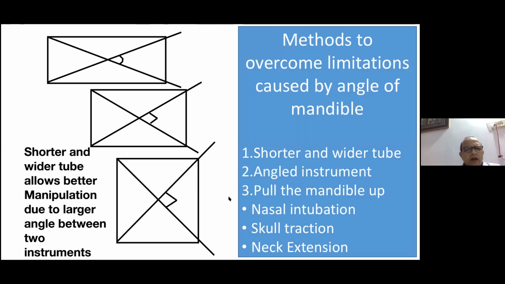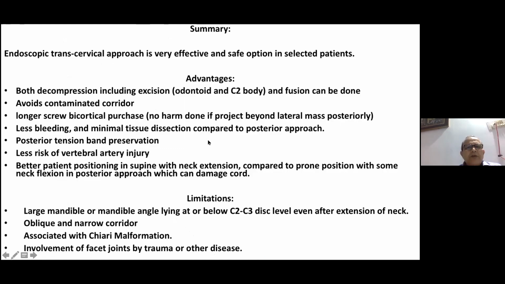So smaller, and the other advantage is don't use a larger tube. If you use a larger tube, your degree of manipulation will be restricted. The angle formed by the two instruments will be very minimal and difficult to operate. Whereas if the tube is small, then you have a very wide range of movement, and the instruments do not collide with each other. The range of movement is much bigger.